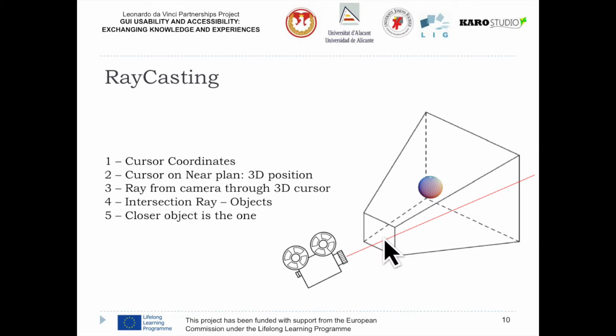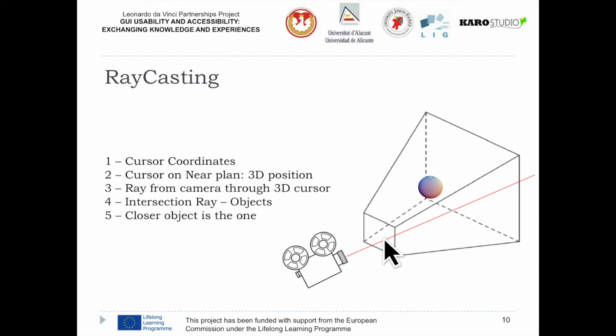A ray is computed from the camera position through the cursor 3D position. The intersections between the ray and all the objects of the 3D scene are computed. The list of the objects that intersect the ray is sorted in order to know which object is the closest to the camera. This object is then selected.